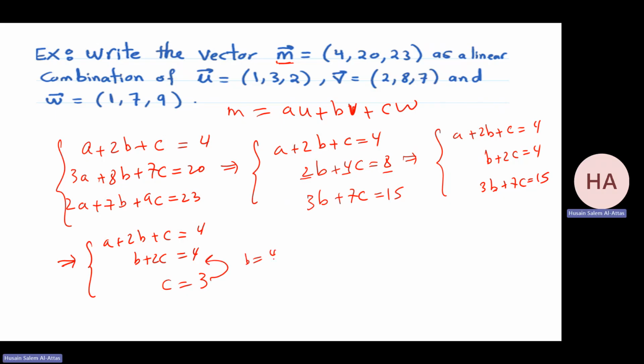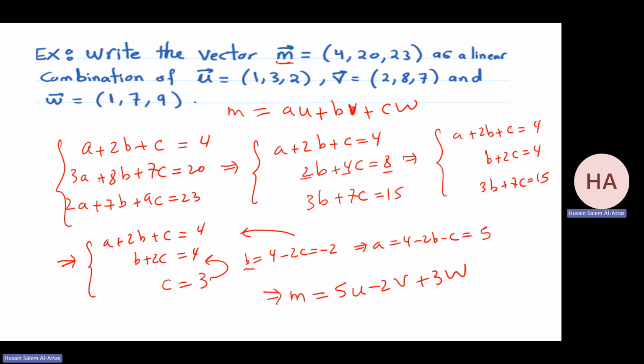So I have B equals 4 minus 2C, which is minus 2. Plug it there. So I have A equals 4 minus 2B minus C. B is minus 2, so I have 4 plus 4, that is 8. Minus 3, that gives me 5. So M will be 5U minus 2V plus 3W. Yeah, I think I will stop here.